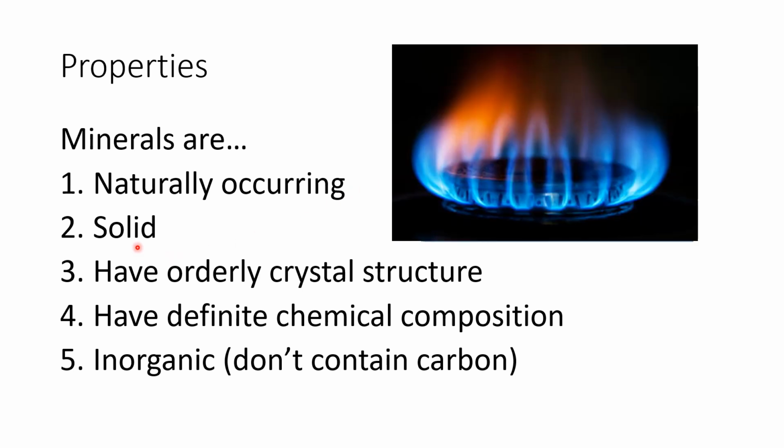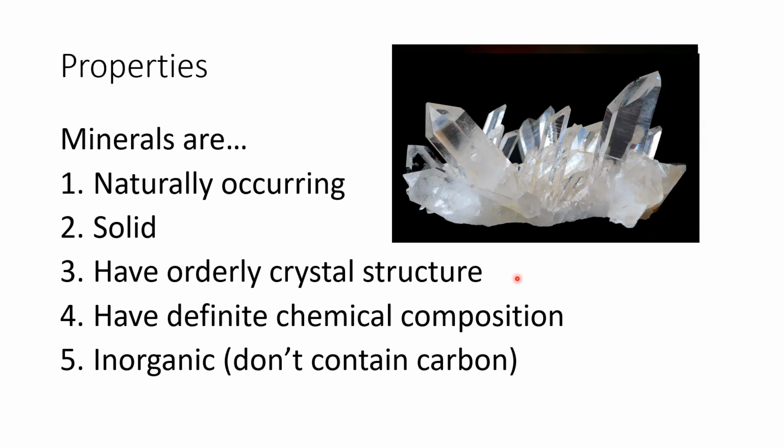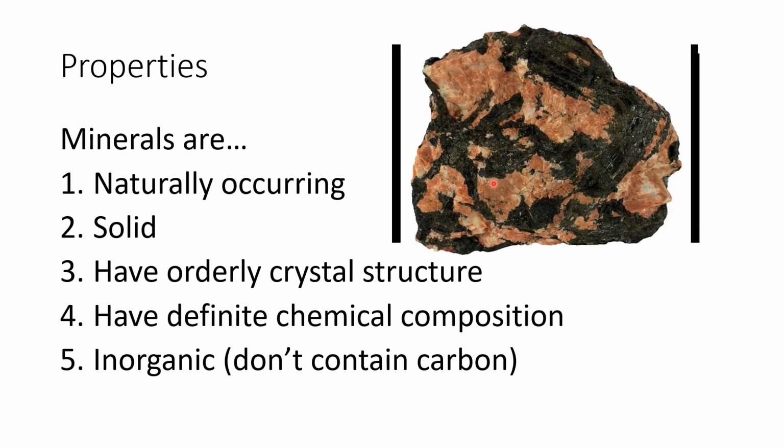Minerals also have to be solid, so things like natural gas that are not in their solid form are not considered to be minerals. They have to have an orderly crystal structure. So for example, this quartz here, quartz crystals always have 6 sides. They have to have a definite chemical composition. So whereas an example like this is a rock, and you can see that there's both light and dark colored minerals present within this rock. A mineral will only have one type of mineral present in it, not multiple.